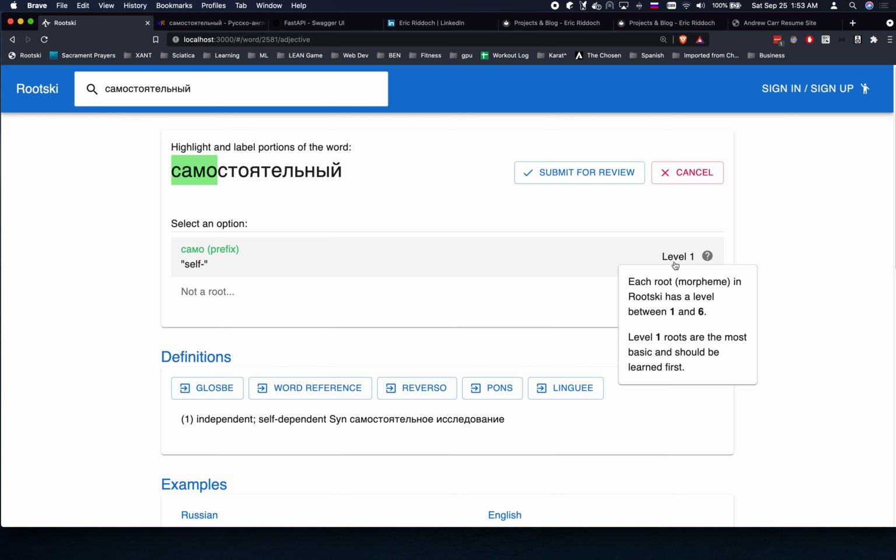It's like things that are level one, you should learn first. Level two, you should learn second. So you can see what level this is, and you can see a little meaning of the roots. So that's awesome. So yeah, sama, as a Russian student, I know that that's what the root is.